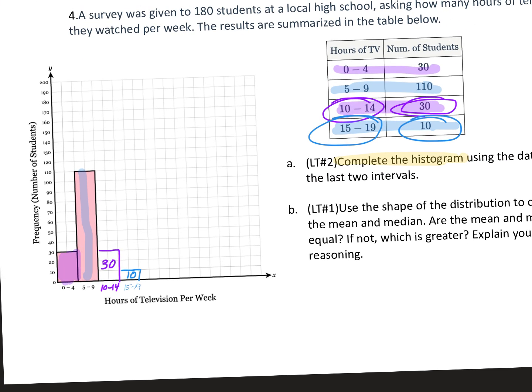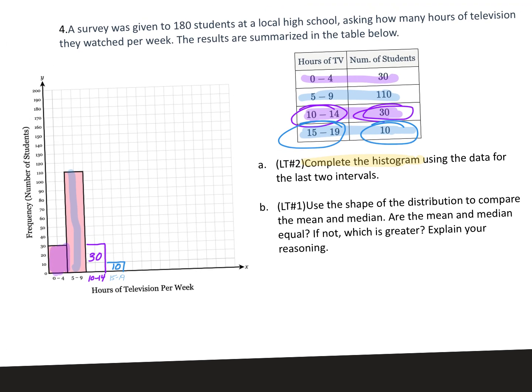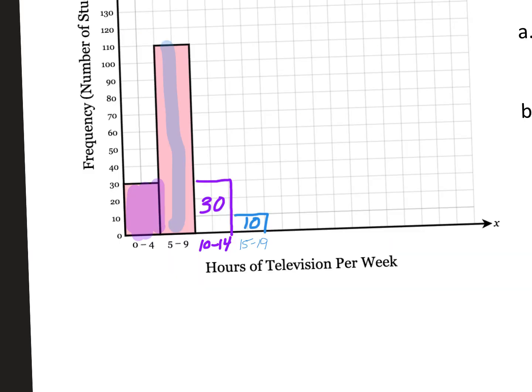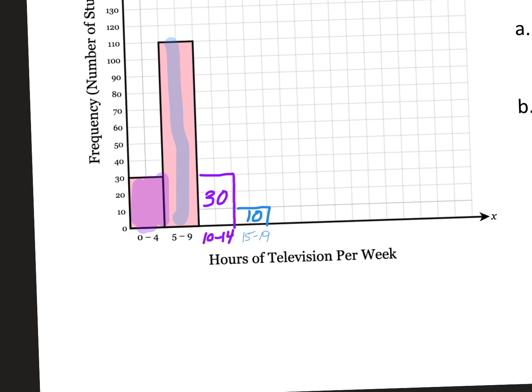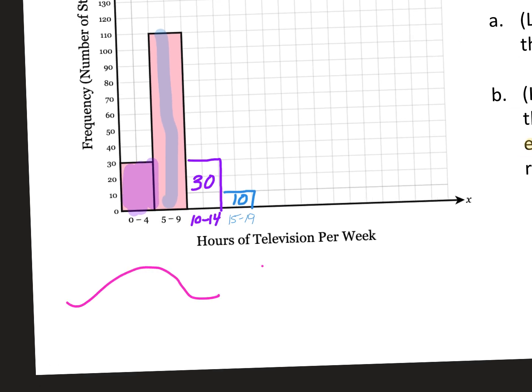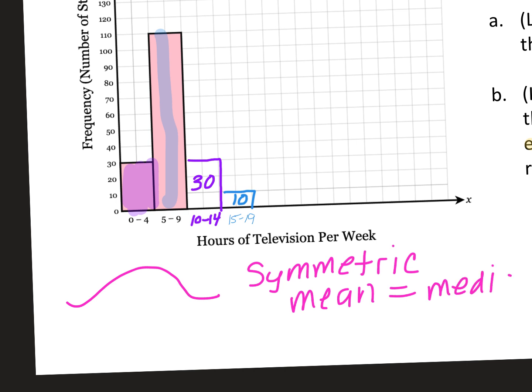So that takes care of part A. Part B says to use the shape of the distribution to compare the mean and the median. Are the mean and the median equal? So remember from the previous problem that if the data is symmetric, the mean equals the median. So let's see if this is symmetric.